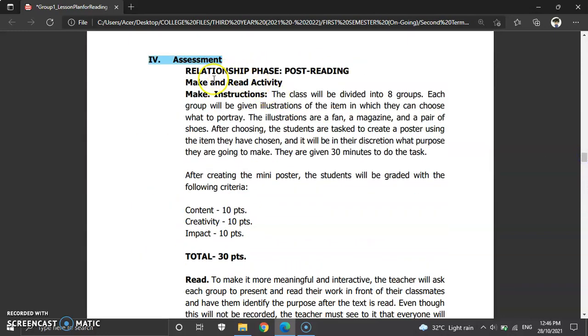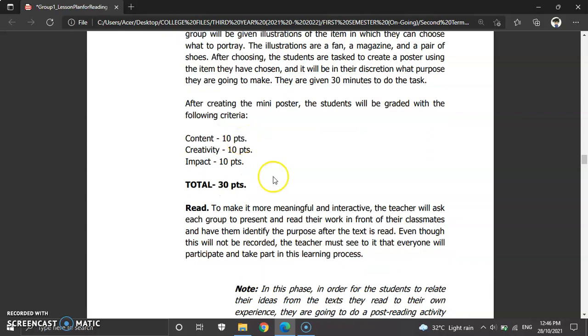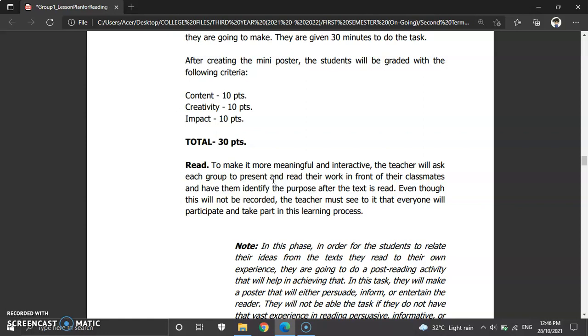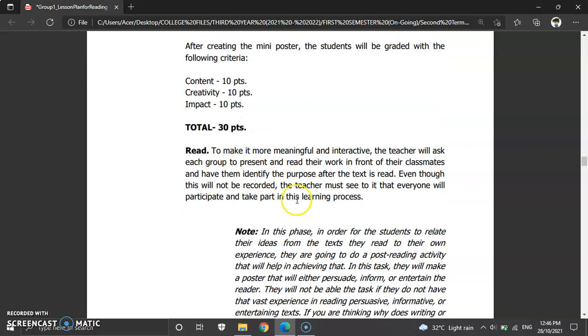Make and read. In the make part, the students will make a mini poster with text on it. It will either persuade, inform, or entertain the reader or their classmates. It is up to them which purpose they will use. After they make the mini poster, they will read it in front. The teacher will ask each group to present and read their work in front of the classmates, and the classmates will identify or guess the purpose of the text they read.